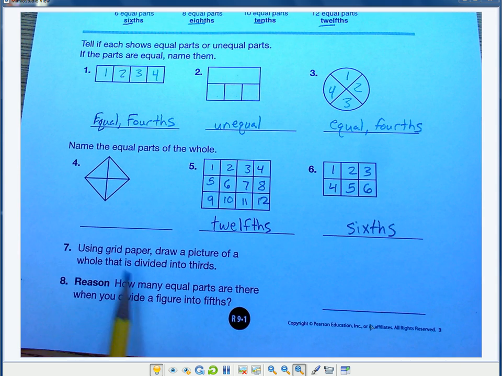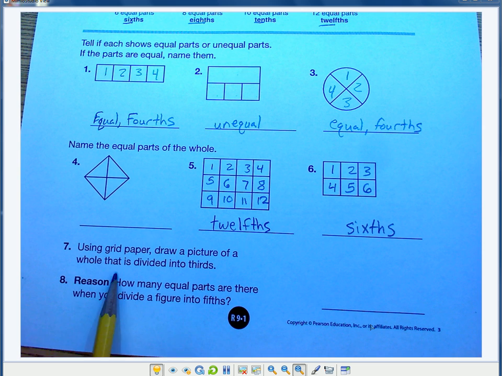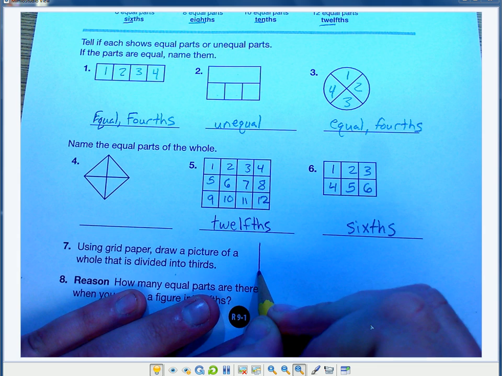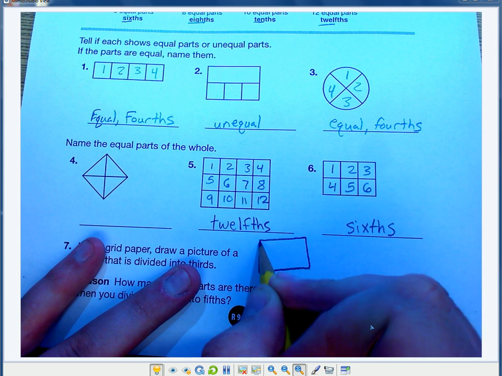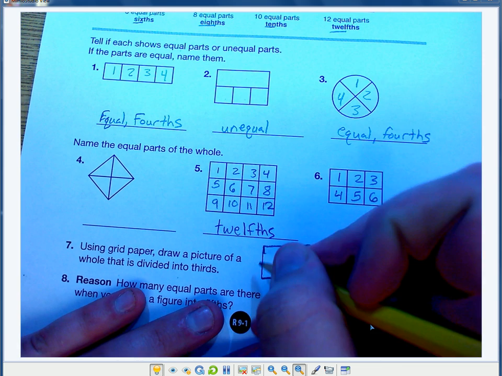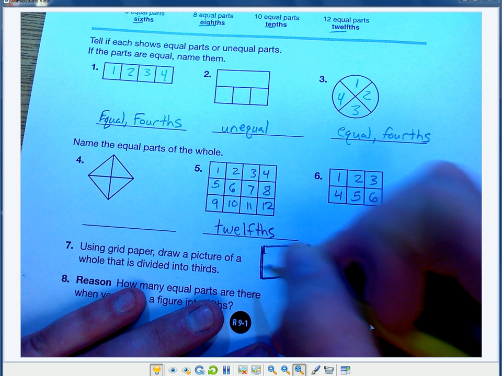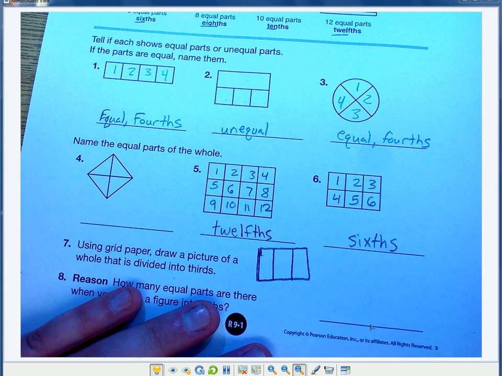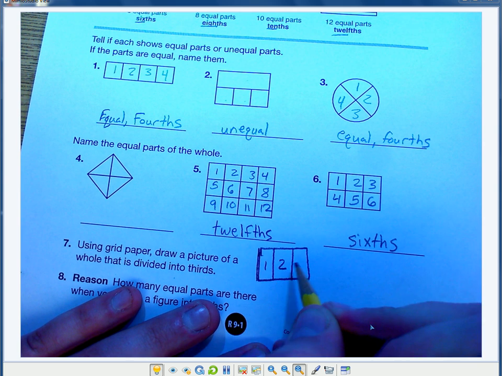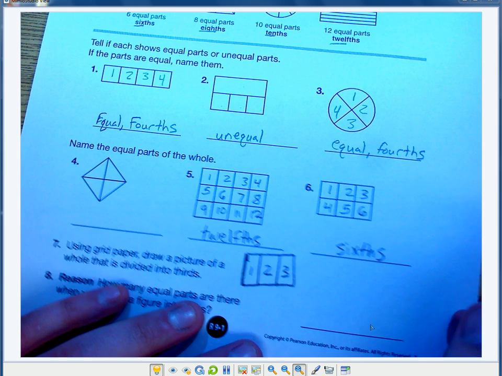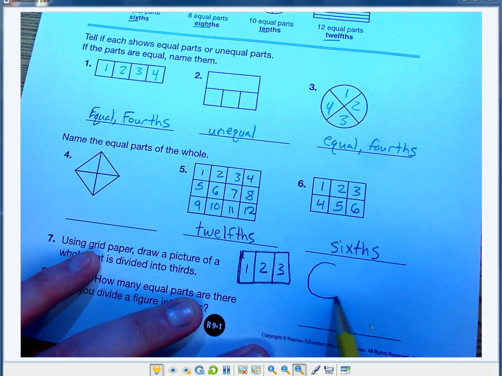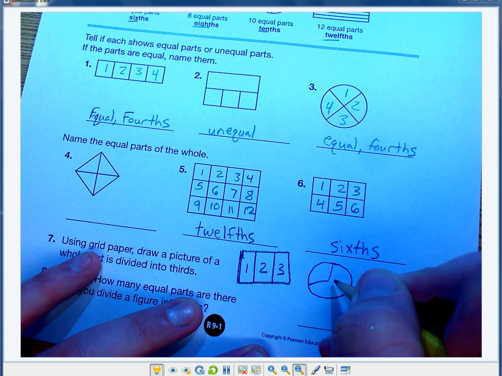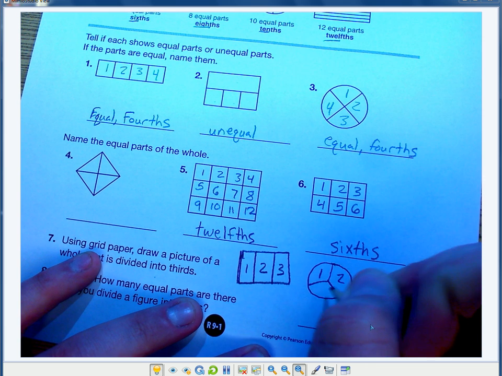This says using grid paper, draw a picture of a whole that is divided into thirds. I'm just going to go ahead and draw a sketch here. If I'm drawing it in thirds, it's a little tougher to do odd numbers than even numbers. But I can go ahead and divide this into 3 equal pieces. 1, 2, 3 to make thirds. And you can also do it with a circle for thirds. This one's a little tougher to draw. 1, 2, 3.